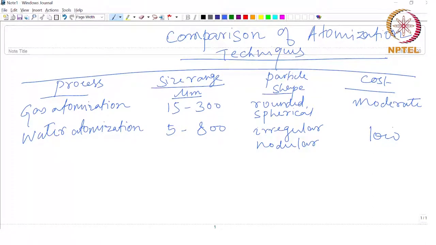Then we covered the centrifugal atomization, in which we had a rotating electrode or rotating rod, and then we also had a rotating disc. So let us look at the rotating electrode first. In this case, the size range is 200 to 600 microns. Particles are spherical in shape and cost is high.